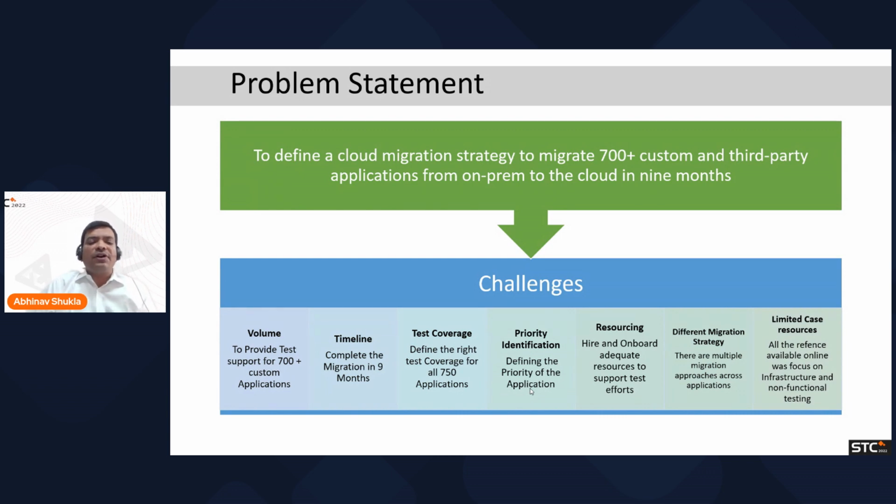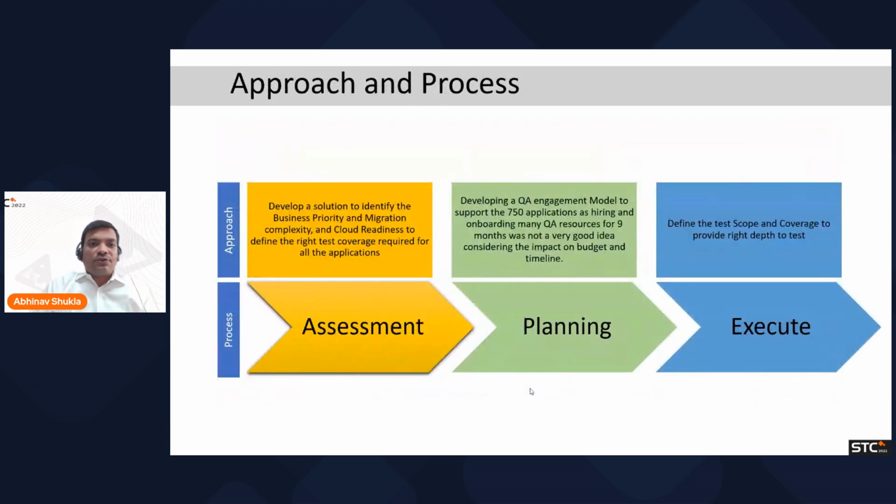We talk about the functional aspect and what the overall QA strategy is, what approach we'll take to support a large gamut of applications. So that was the problem statement. The approach we have taken is, first, we have defined that we need to assess, then we have to plan, and then ultimately we need to execute.